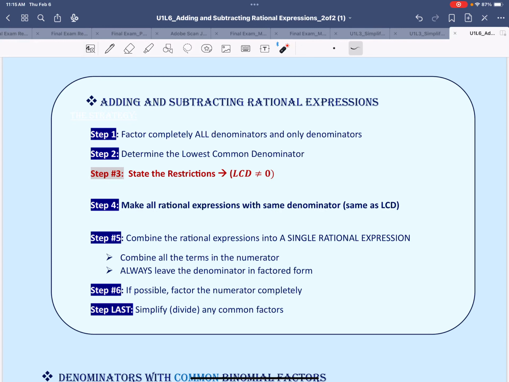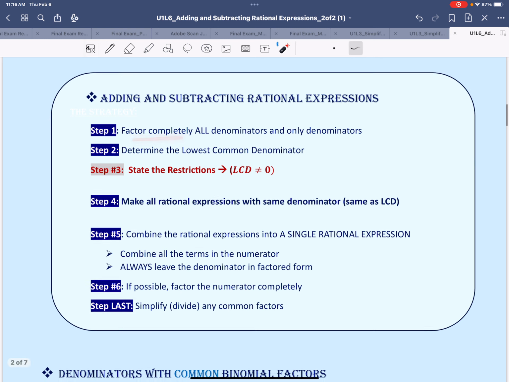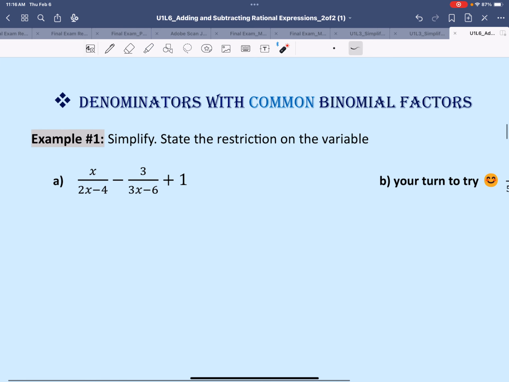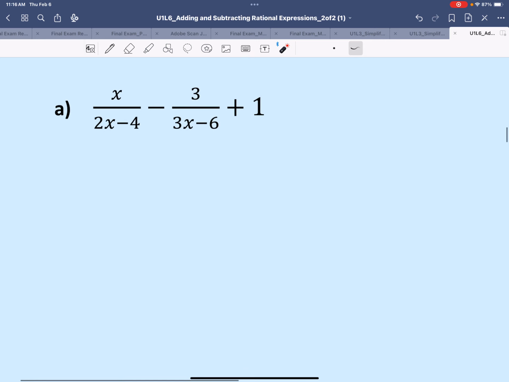Let's take a look at some examples of adding and subtracting rational expressions. I wrote out a list of steps in simplifying rational expressions by addition or subtraction, but we're going to go over them as we practice an example. Now, the example we're looking at is one where we have common binomial factors in the denominator. So let's get started. We have x over 2x minus 4.